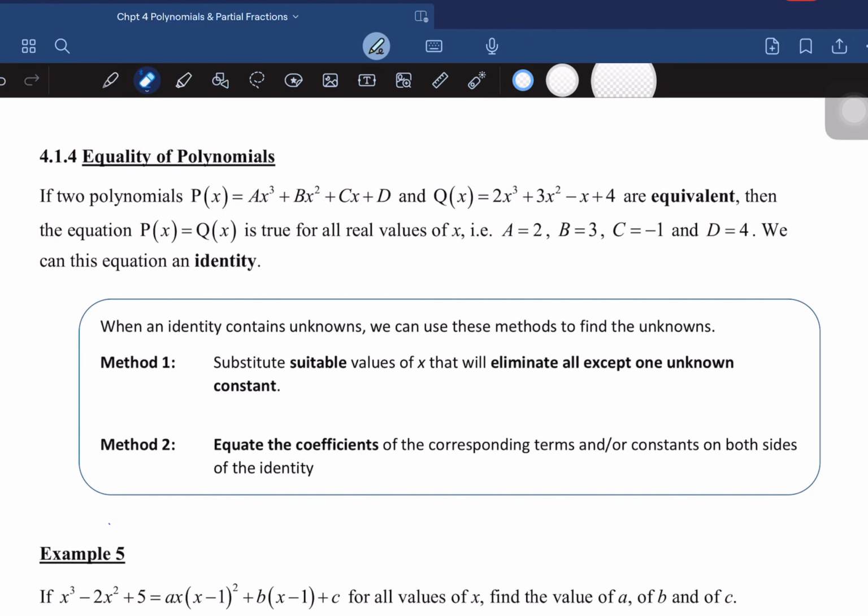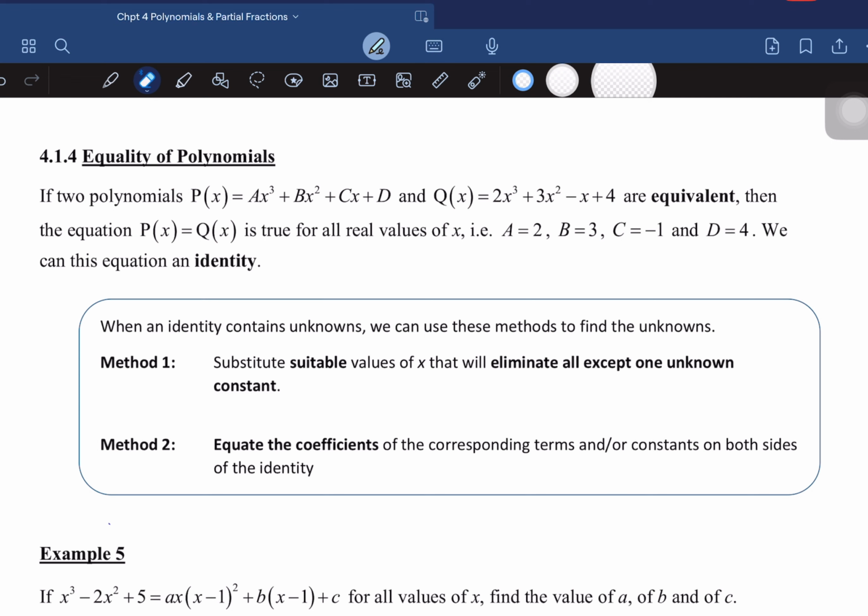Hi student, this is about polynomial. One of the very first few concepts that student need to know is about this equality of polynomial. It's very similar to compare coefficient, or we say totally the same. So let's take a look.